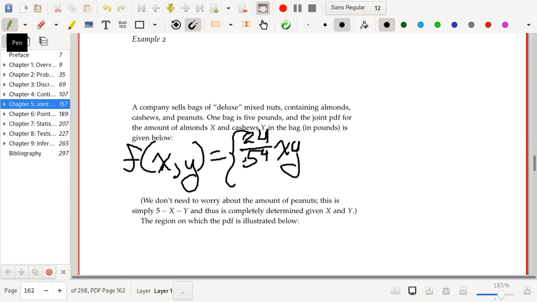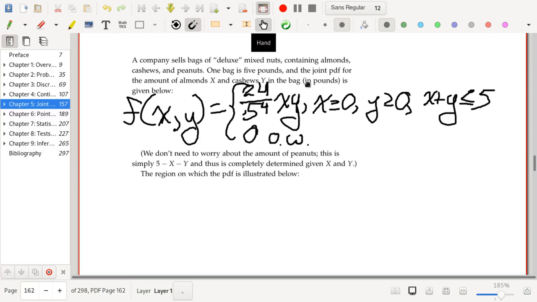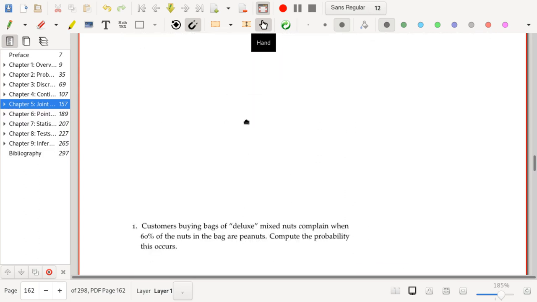if x is greater than or equal to 0, y is greater than or equal to 0, and x plus y is less than or equal to 5. And otherwise, this thing is 0. So this is just a joint density function for almonds and cashews. Presumably, the amount of peanuts in the bag is 5 minus x minus y. So once you know how many almonds and cashews are in the bag, you automatically know how many peanuts are in the bag, too.